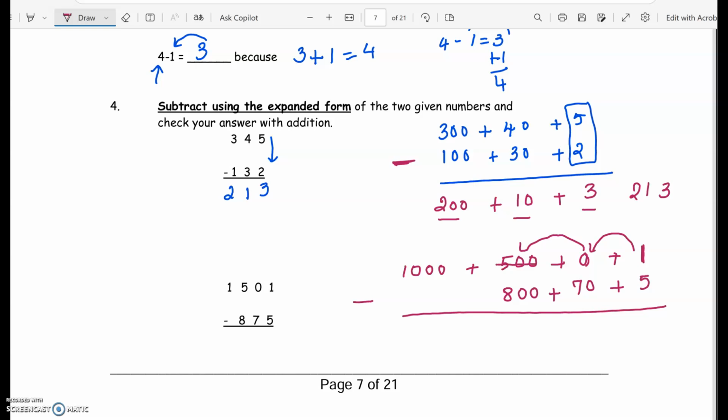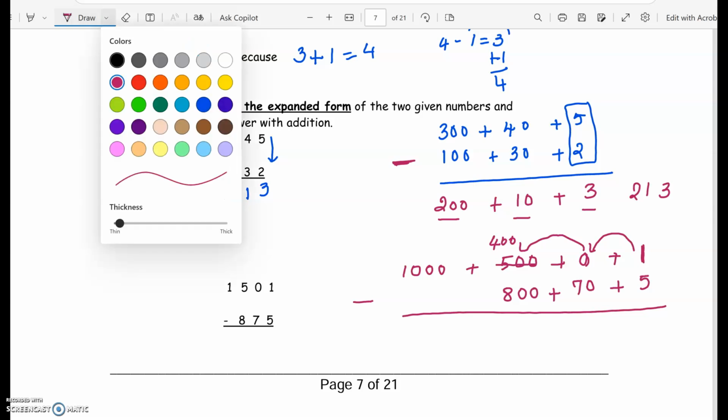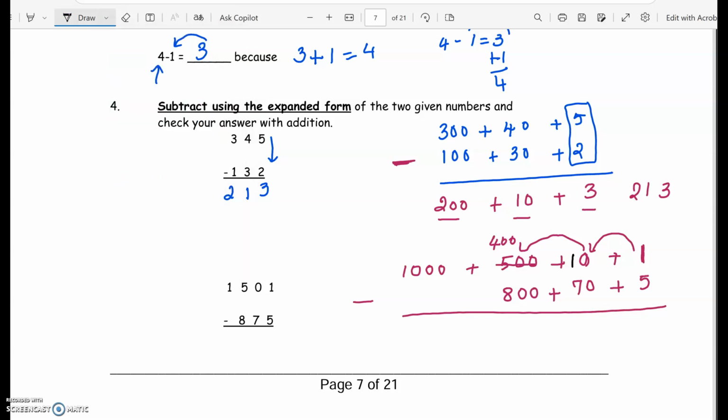So this becomes a 400. And when you borrow the 100, let me change the color here. This becomes a 100 now. Now remember, the 100 has to give a 10 to the ones place. Remember, that's why we started this process. So that becomes a 90.